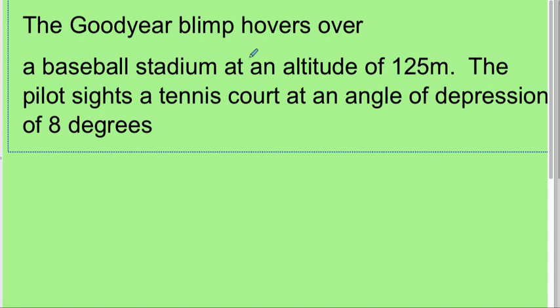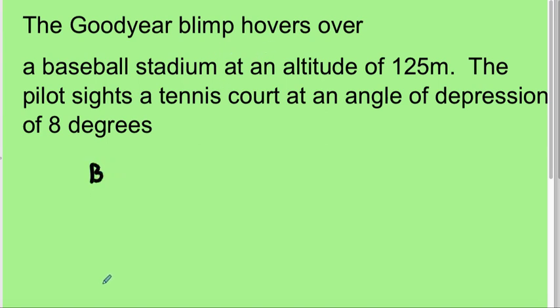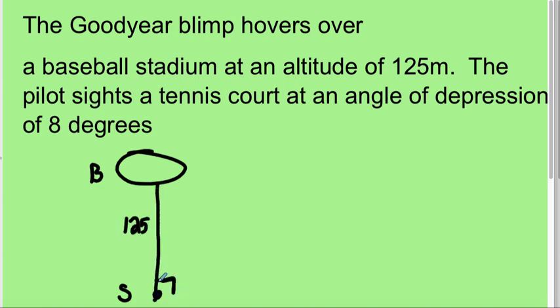All right, the Goodyear blimp hovers over a baseball stadium. So here's the blimp, okay? It hovers over a baseball stadium. I'm going to actually draw a big blimp. And here's the baseball stadium. I'll call that S. At an altitude of 125 meters. So that means that that blimp above that stadium is 125 meters perpendicularly above the ground, okay? Because it says the word altitude, and we know altitudes are perpendicular.